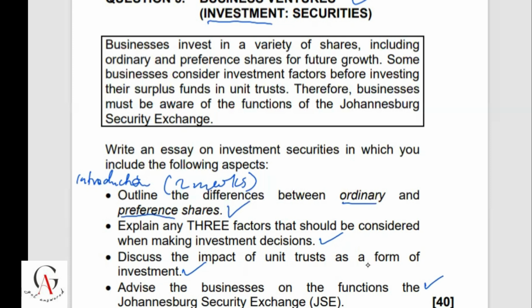the second bullet. The second bullet is where we say explain any 3 factors that could be considered when making an investment decision. When making an investment decision, you should make sure that you take into account the return on investment. When taking into account the return on investment, it means that there will be a direct link between risk and return, and it means that the net after-tax return should be higher than the inflation rate.